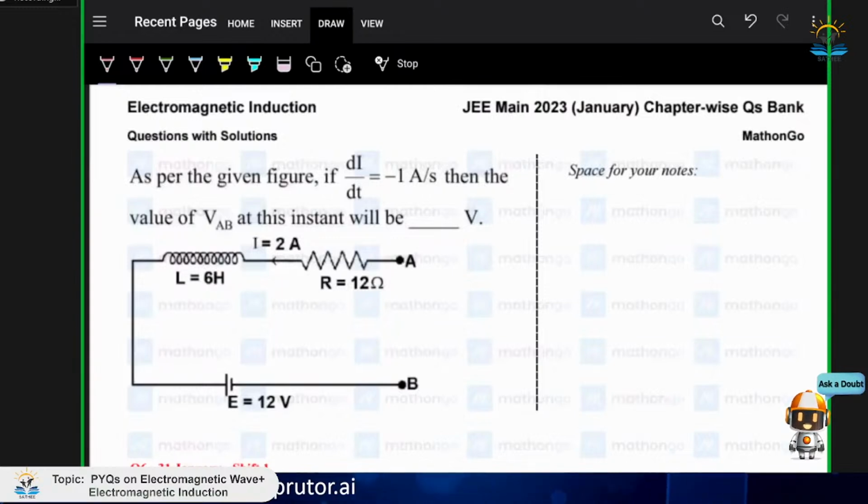Next question. As per the given figure, if di by dt is minus 1 ampere per second, then the value of VAB at this instant will be?